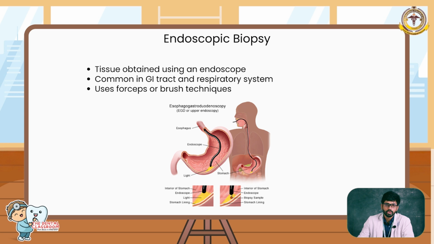It can again be a punch biopsy or a brush cytology, which helps us in identifying the nature of the tumor. So where do we use it? We use it in GI tract, bronchus and bladder and uterus.